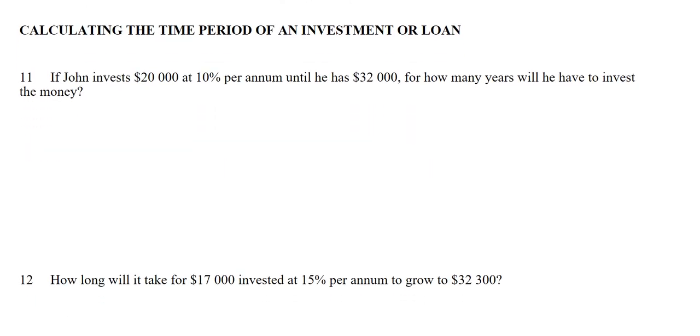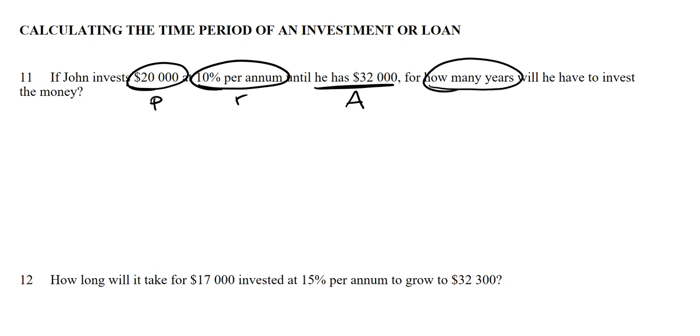So question 11, much the same as question 9, just this time we're trying to find a different thing. So John invests $20,000, that's his principal, 10% per annum, that's his rate, until he has $32,000. That's actually the amount, not the interest. His interest is the difference between what he has and what he started with. And we want to know for how many years, so we're actually looking for a time.